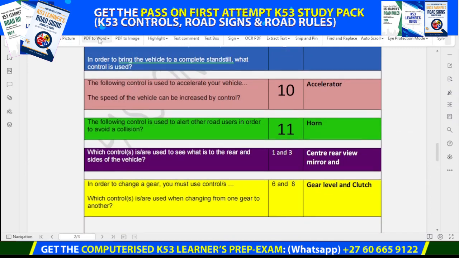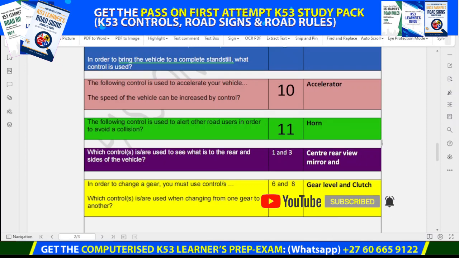Now control 10, the questions that accompany it, which is the accelerator. The following control is used to accelerate your vehicle, and when you talk about acceleration, you're talking about increasing speed. So that's the accelerator. The speed of the vehicle can be increased by control 10. Understand how it can be easy because we have broken down these things, right? Now we're breaking down each control and we give you the questions that you are likely to encounter on those controls. If you master the controls and the questions that can come, I believe that you can get 8 out of 8, 100% on the vehicle control portion of the exam.